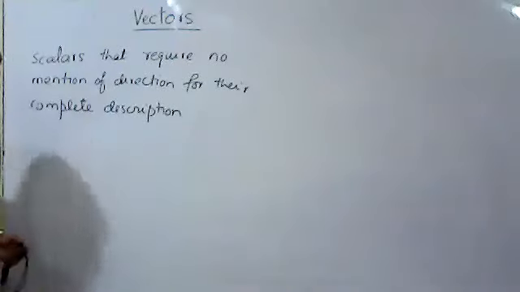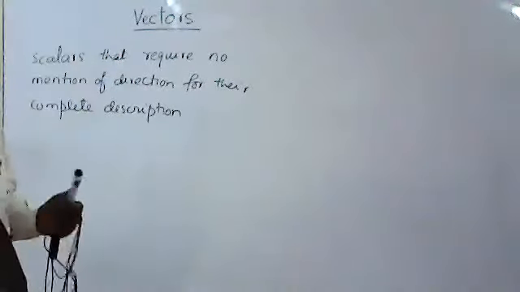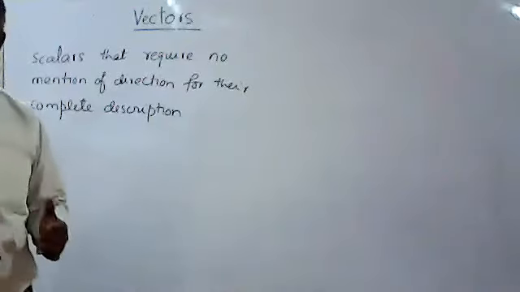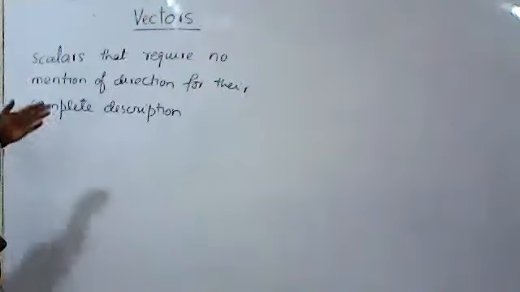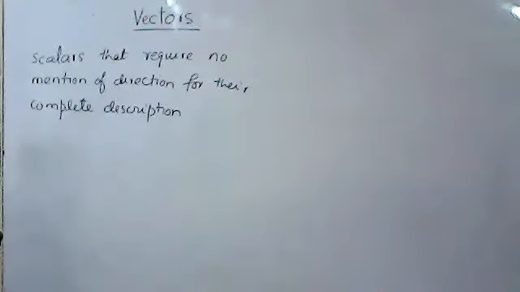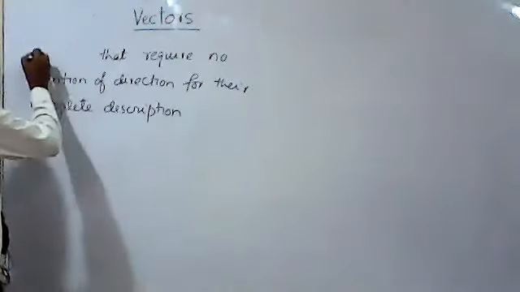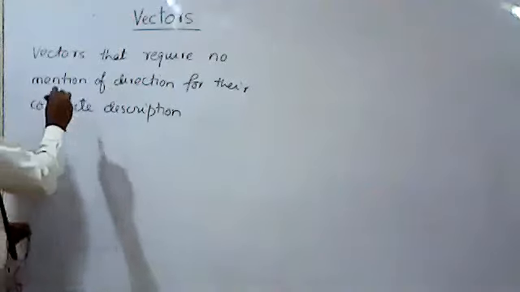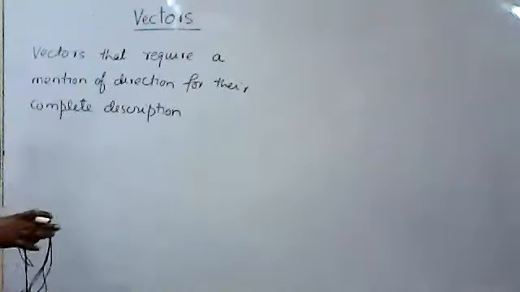That means mass is completely described without any direction associated with it. Time is completely described without any idea of direction attached to it. Similarly, density doesn't require any direction. So these are scalar quantities. But if I replace this word by vectors, vectors are those physical quantities that require a mention of direction for their complete description.